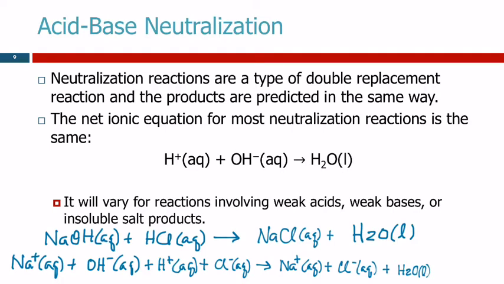Then to make the net ionic equation, remember, we cross out the spectators, right? So what are the spectators here? Well, we've got sodium ion as a reactant and sodium ion as a product. Nothing happened to the sodium ion. It's just standing around watching what's going on. And then we've got chloride ion that's also just hanging out there, not doing anything.